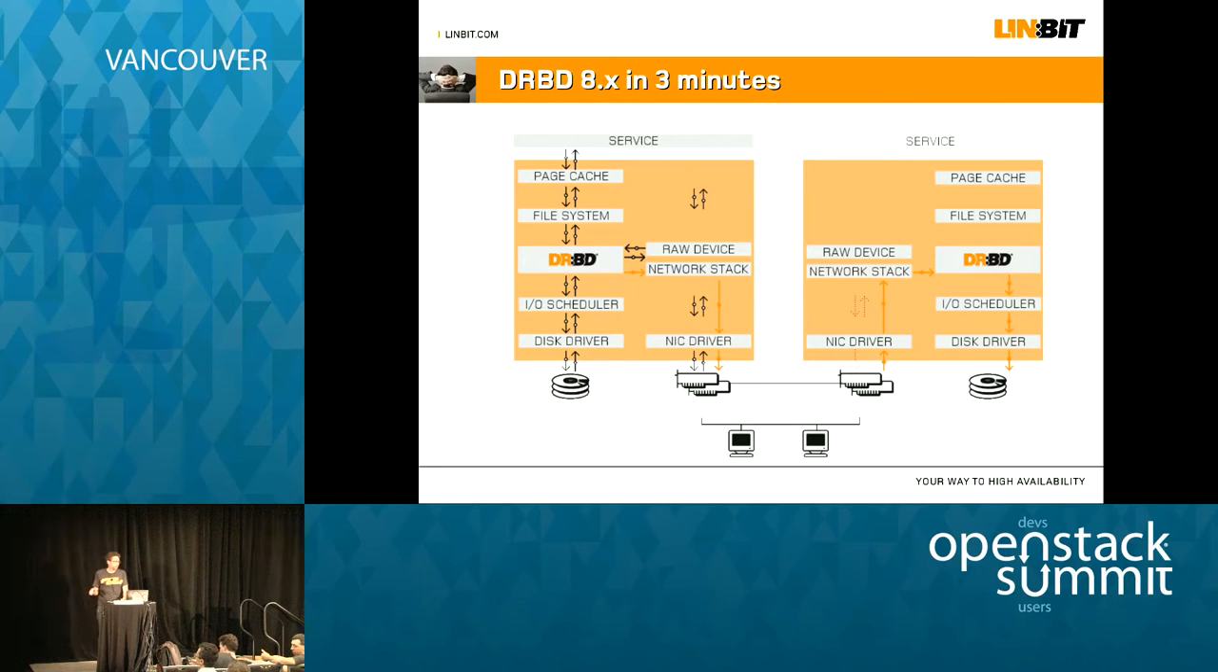What we have been doing for the last 14 years is we built HA systems, and we really focused on the storage part of HA systems. Those two orange boxes illustrate the Linux kernel. In that, we have a so-called I/O stack, that's this page cache, file system, DRBD thing, and we have a network stack. In the I/O stack, we can insert certain things in certain places.